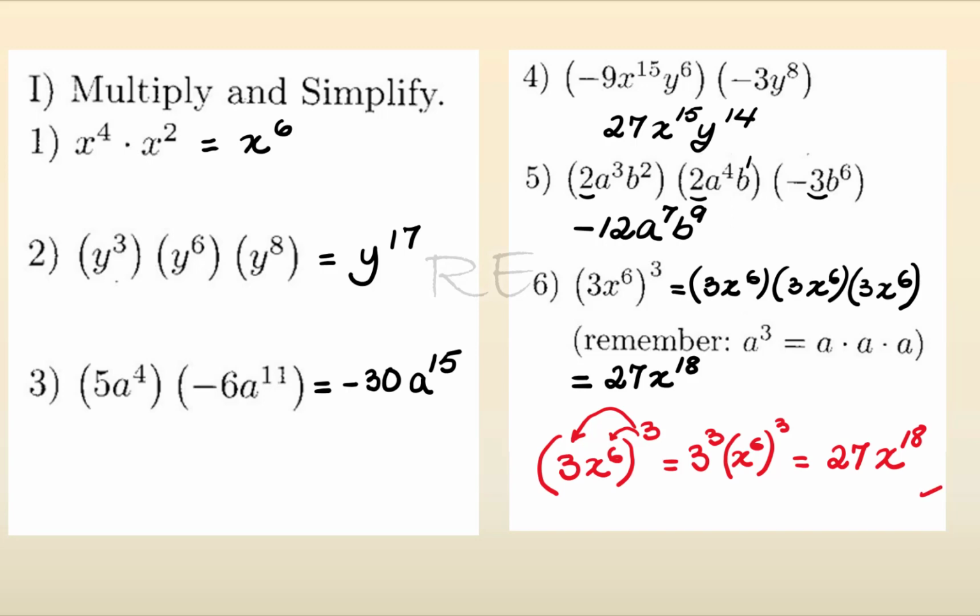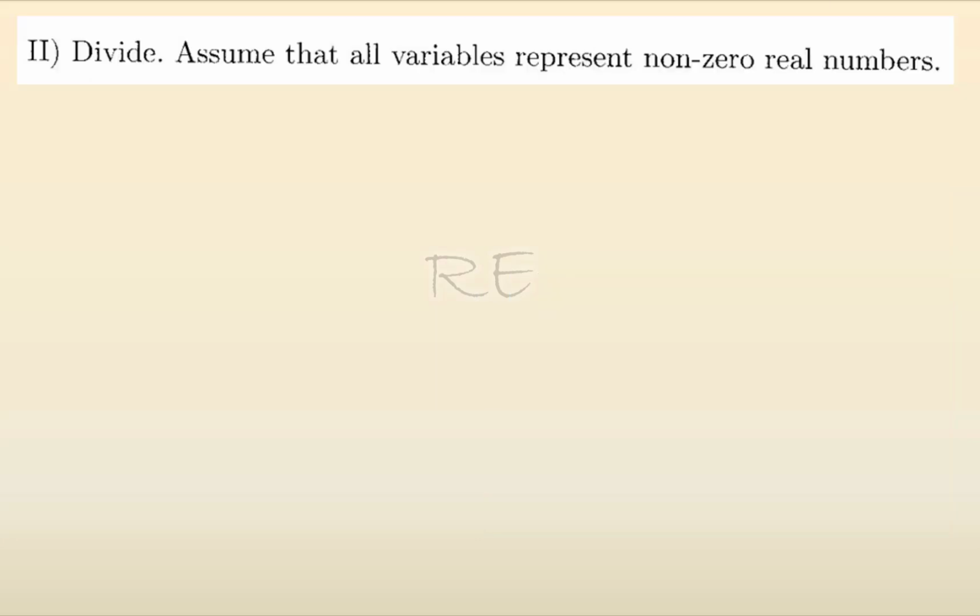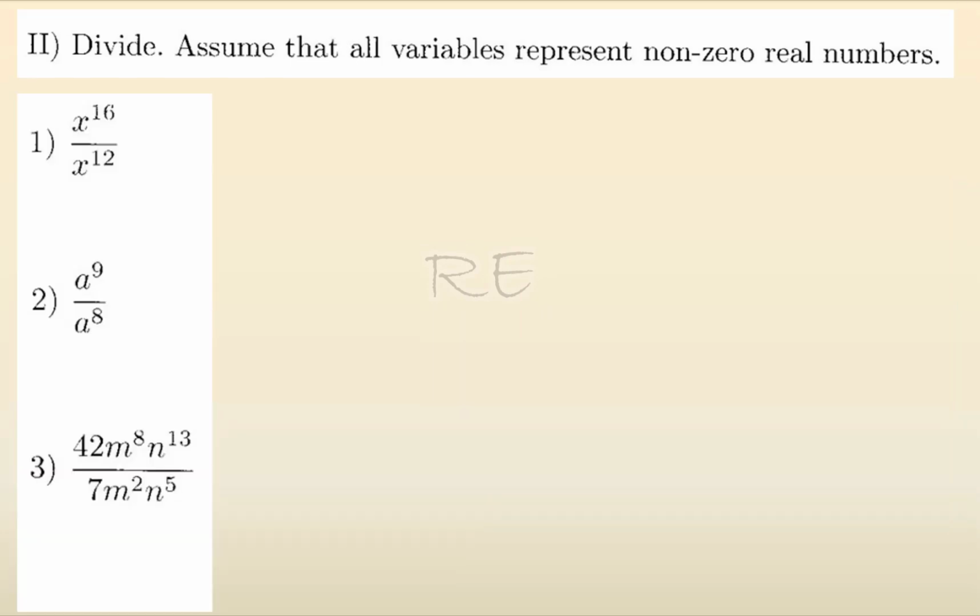Another way to solve the problem. Division. We're going to assume that all variables are non-zero real numbers. X to the 16 divided by x to the 12, we subtract. X to the 16 minus 12, which is 4. A to the 9 divided by a to the 8th. 9 minus 8 is 1. A to the first, which is a.